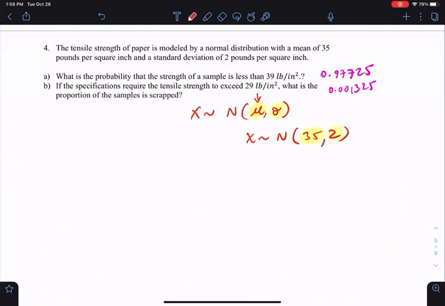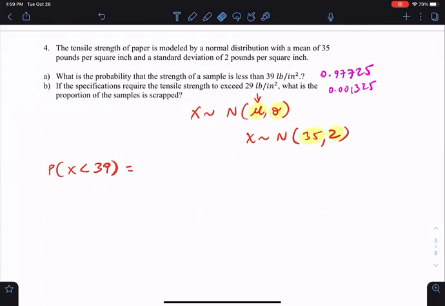And what is the probability that the strength of a sample is less than 39? So the probability that X is less than 39, right? So you need to standardize. Why do we need to standardize? Because we don't know the probability. Like in the previous problems, when you have a PMF, the probability mass function, they give you the X value and its probability. Here we don't have the probability. So the only way to find out the probability is by standardizing.